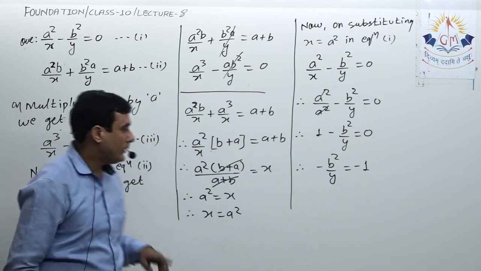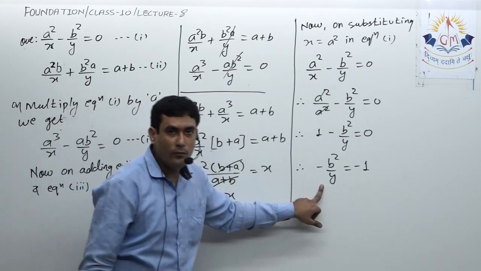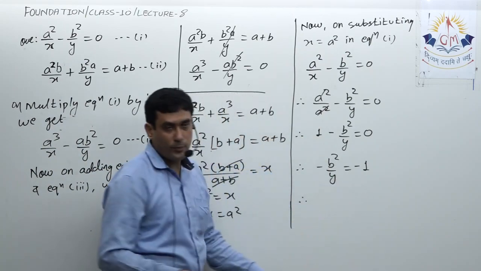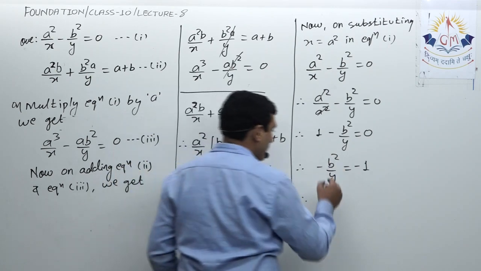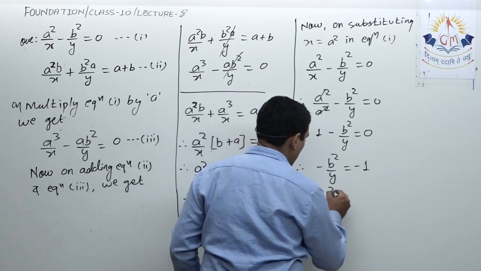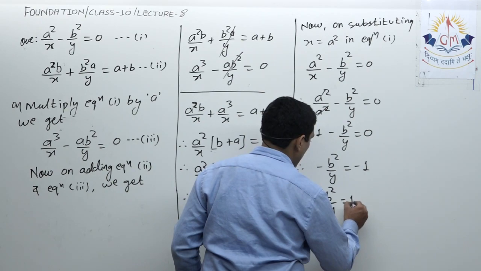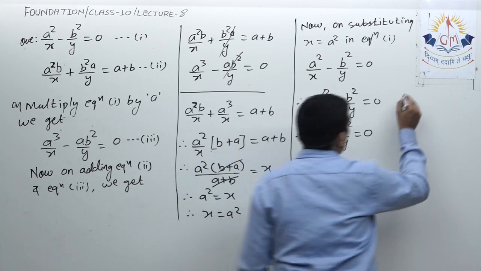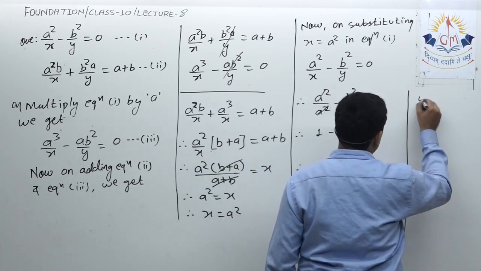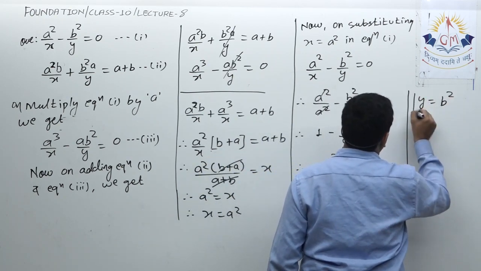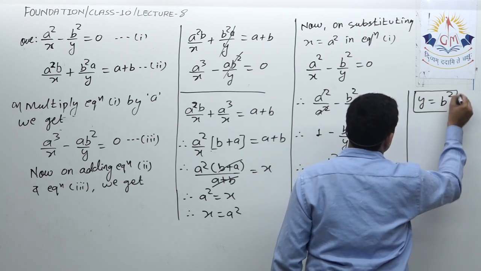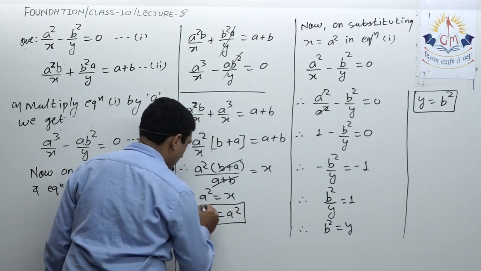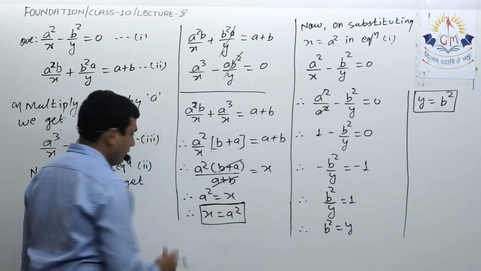Now again what I need to get? I need to get the value of y. So now what I will do, either again I will reciprocate or I will cross multiply. Before that I will cancel this minus minus sign. So b square upon y is equal to 1. Therefore b square is equal to y, or ultimately here I can say y is equal to b square. Okay, so this is the value of y and that was the value of x. So hence we got the values of x and y both.